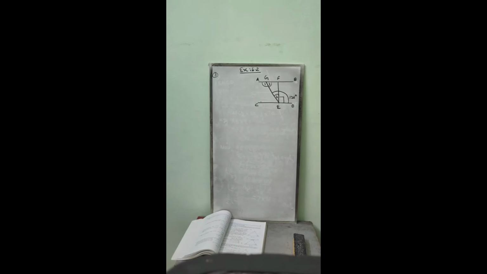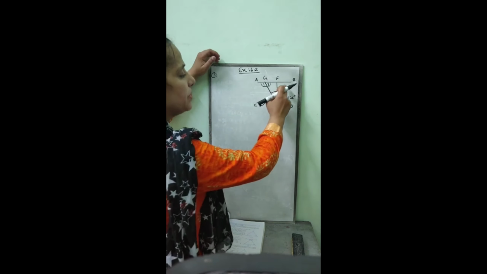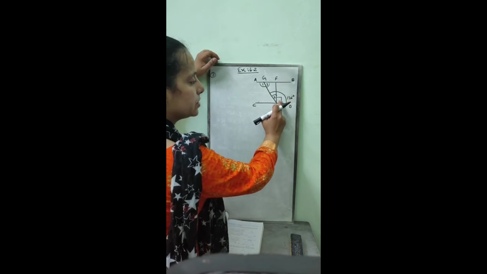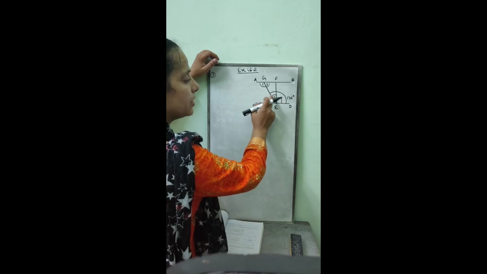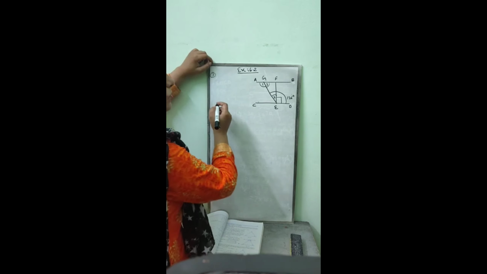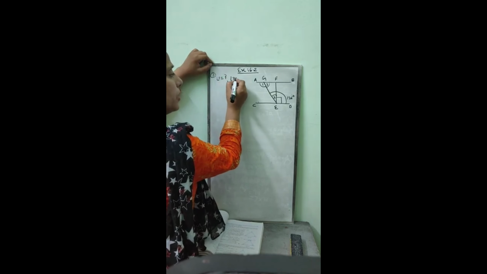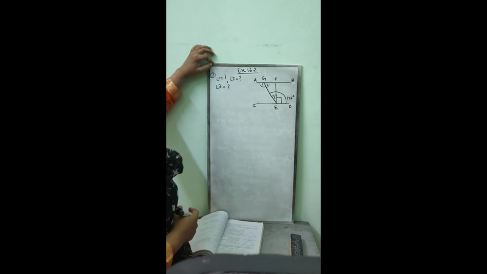Yes students, now we are going to start with sum number 3. In this sum, he is saying AB is parallel to CD. This complete angle is 126, this is 90. You will find with the help of these two angles, angle 1, angle 2 and angle 3. You are to find angle 1, angle 2 and angle 3. Clear?